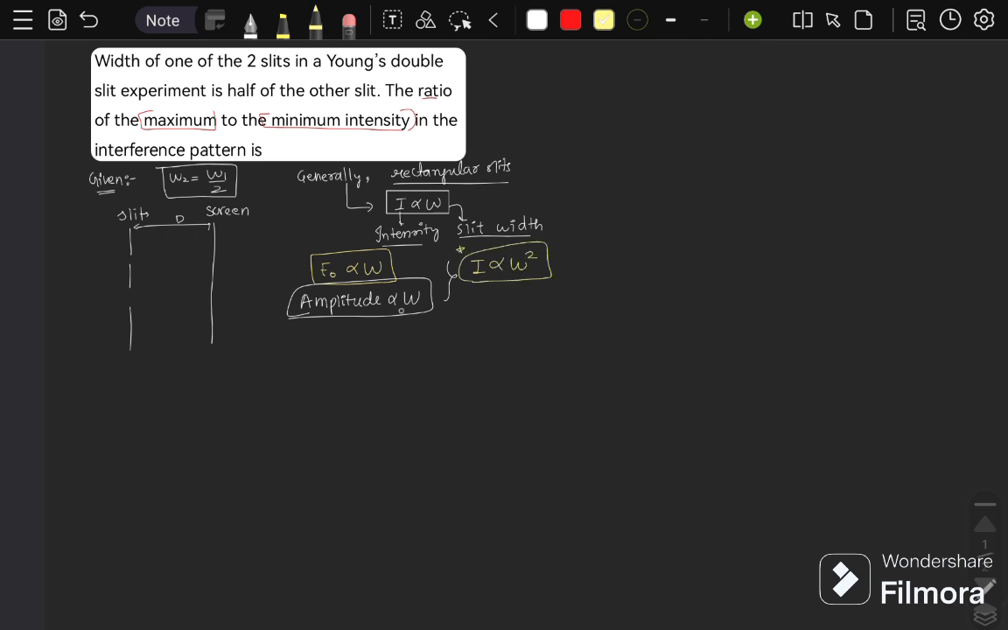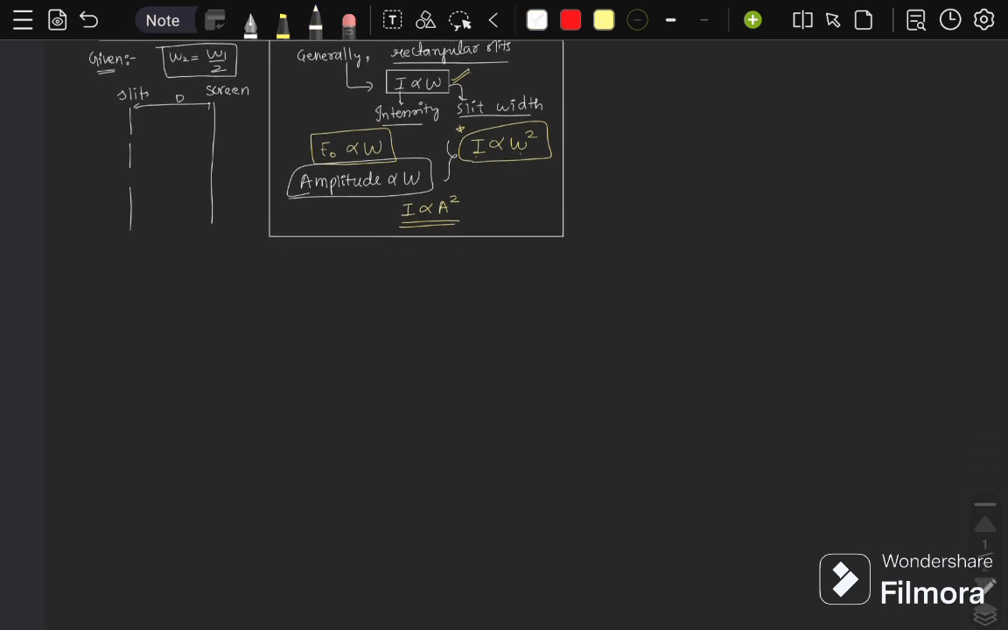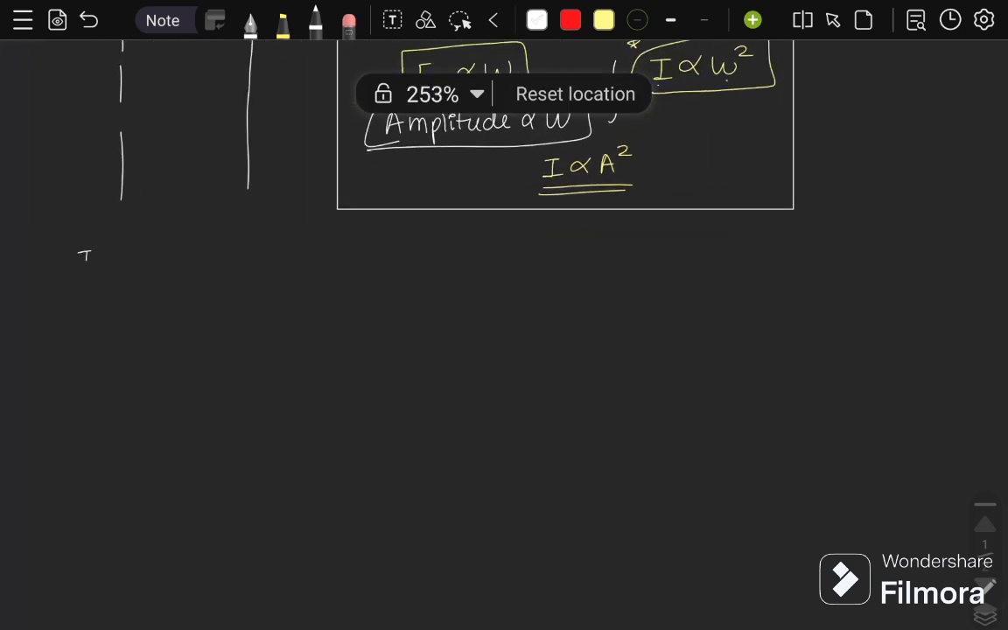Now why is this square? Because we know that intensity is directly proportional to the amplitude square generally. But if nothing is known about amplitude in such a question, we will take I directly proportional to W. But in some cases if amplitude is mentioned, then we should take I directly proportional to width square. So this is the general principle which we need to follow in such questions where they are asking you the minimum to maximum or maximum to minimum intensities ratio. So in this question, what we need is I max by I minimum.